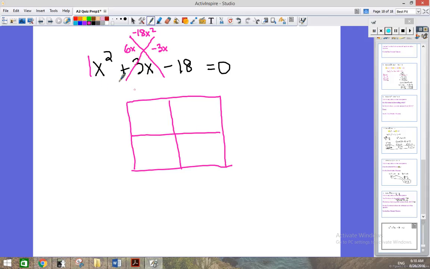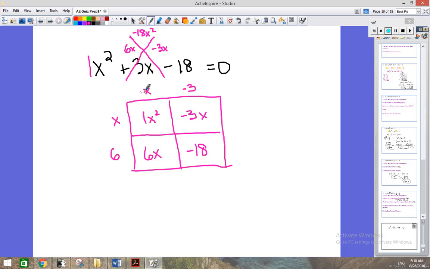On the diagonal, I have my first term, 1x squared, and my last term, negative 18. Inside the x, the numbers that we found were 6x and negative 3x. So we factor each one of these. Here, what's common to both is the number 6. Here, the common factor is a negative 3. And positive 6 times a negative 3 is negative 18. When I look here, these both have an x in common. When I look vertically here, these both have an x in common.